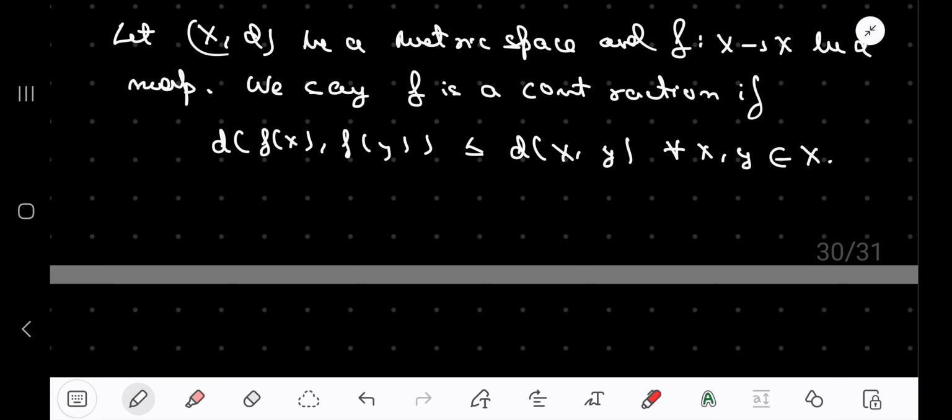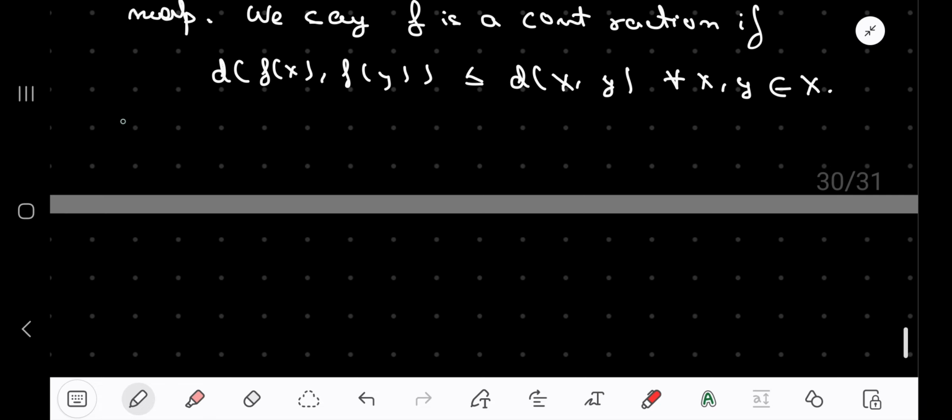Contraction. So we take two points from X, we measure the distance between them, we map them through F, and we see after mapping the distance decreases. So the mapping actually brings these two vectors closer to each other. It contracts the vectors. So the contraction, the name comes from there.